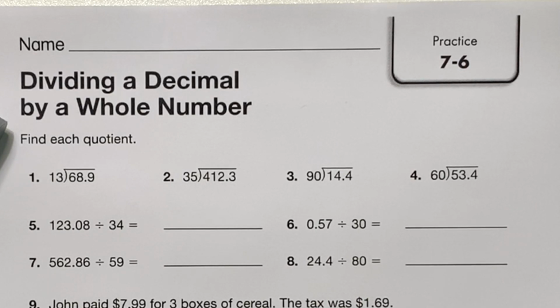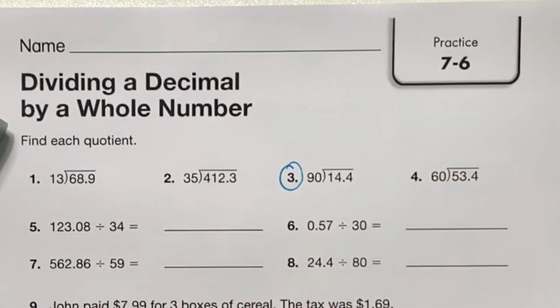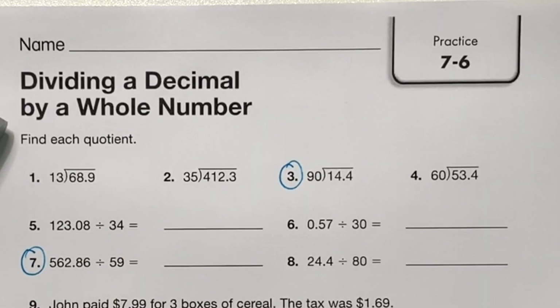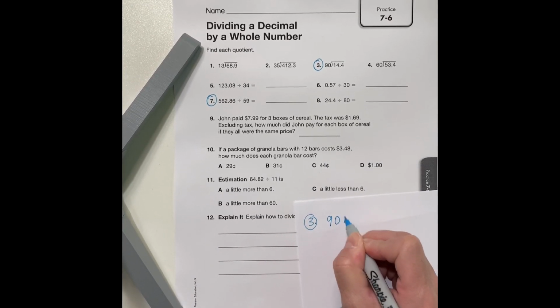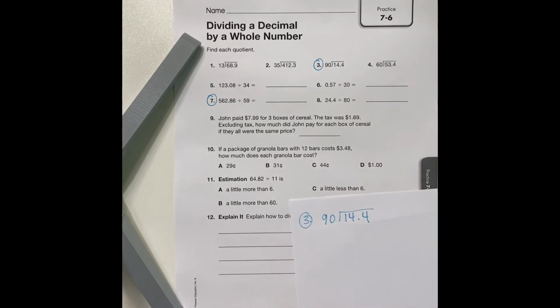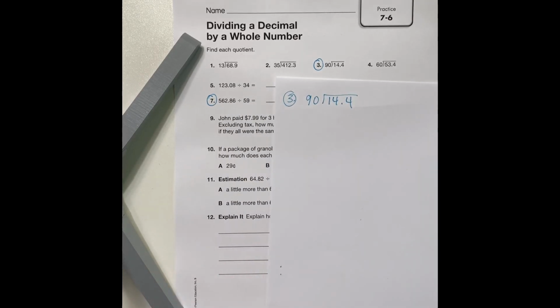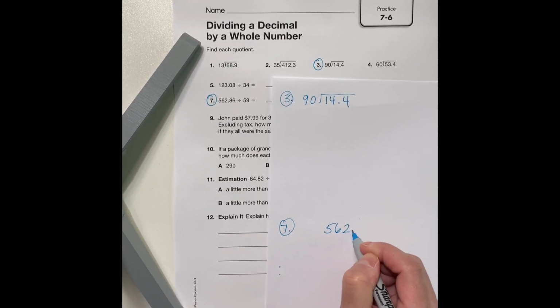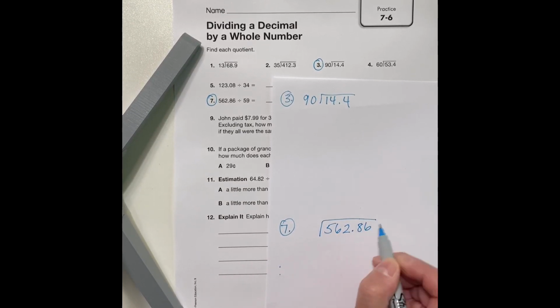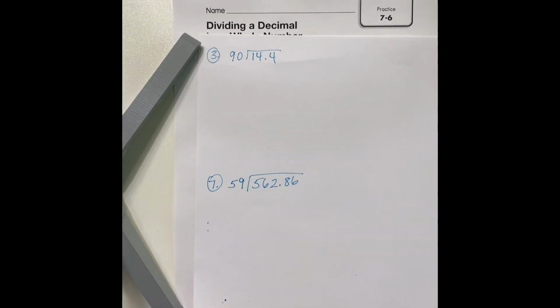So today I'm going to do number 3 and number 7 for you. I think they will be helpful ones to do with you. And once again, I'm going to do this on separate paper so I have lots of room to work it out. Number 3 is 14.4 divided by 90. And number 7 is 562.86 divided by 59. Okay, so let's give it a try.